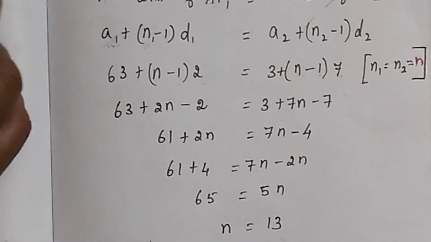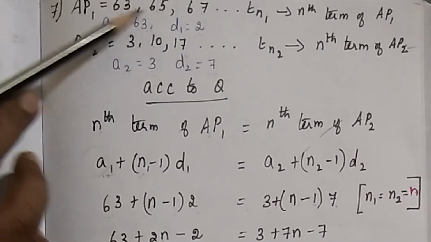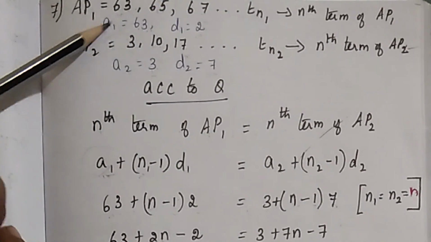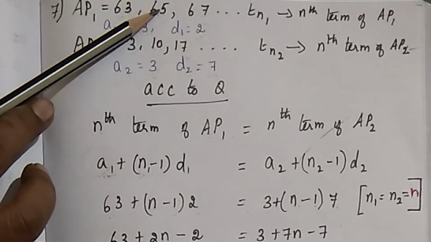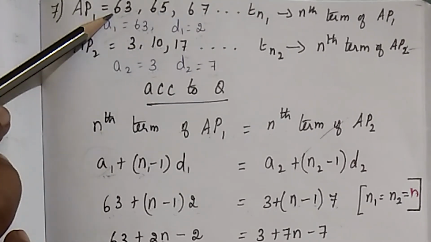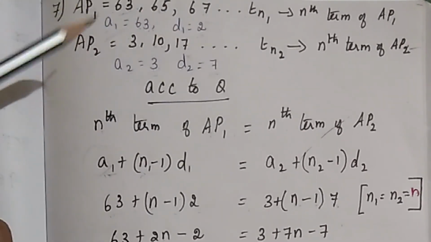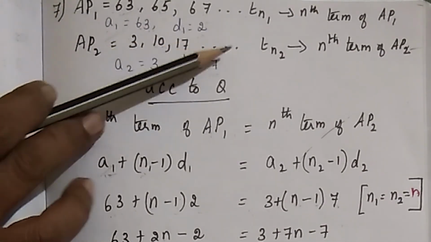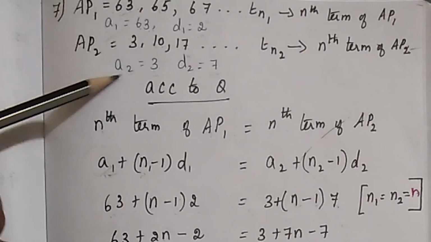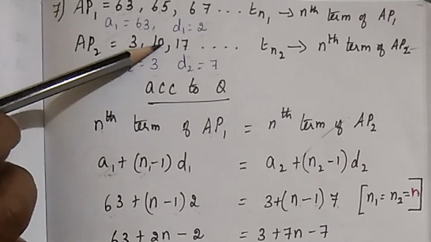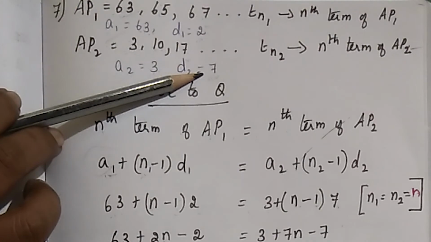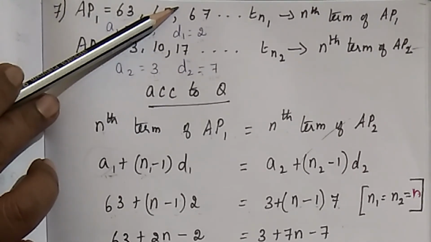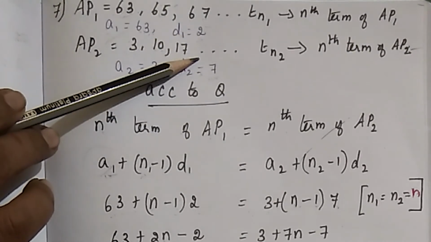Very simple. AP1 is given 63, 65, 67 and keep going on. So from this, the first term is 63 and the common difference is 65 minus 63, you will get 2. Now the second AP, you have to take 3, 10, 17 and keep going on. So the first term will be 3 and the common difference is 10 minus 3, 7. Clear? And the condition is given. What is that? The nth term of the first one equal to the nth term of the second one.